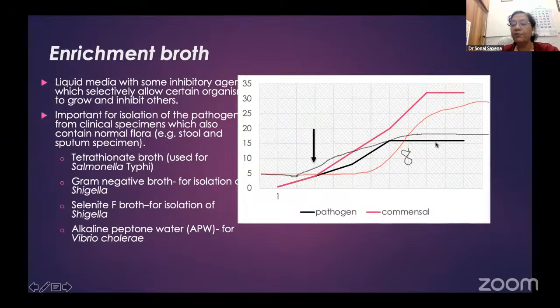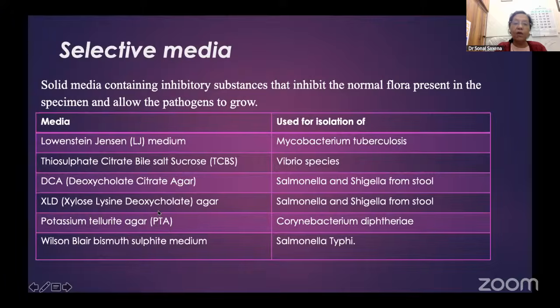So if you subculture at say 12 hours or 24 hours, what will happen at this stage? Suppose this is 24 hours. This is not ready; this is commensal, which are more. But if you subculture at 4 hours, near this arrow, then your pathogen is more. So this is the principle on which it works. It delays the bacterial growth curve of your commensal, thereby allowing your pathogen to grow. It doesn't inhibit the commensal.